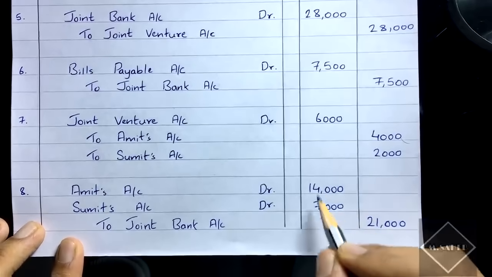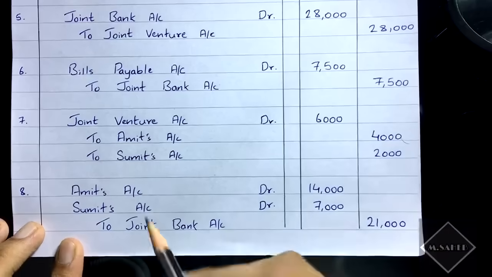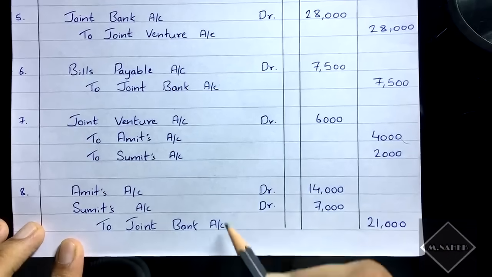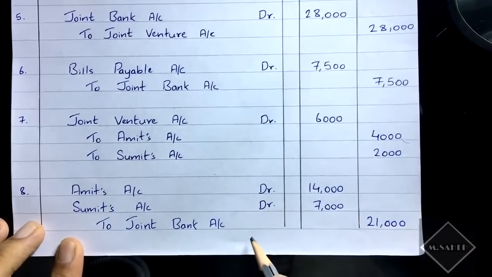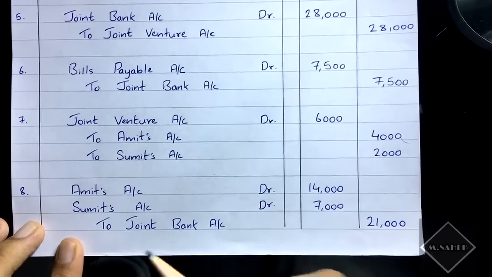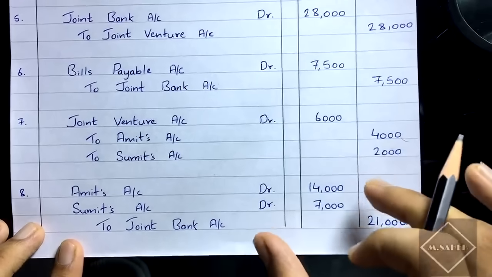Okay, you understood, right? How this 14,000 and 7,000 came? All right. And it's very simple. Amit's account debit, Sumit's account debit because capital accounts are decreasing. They are withdrawing the amounts and the bank account is also decreasing because the balance is going out. It is going to their home. So the bank account will get credited 21,000. So this is how you pass the last entry.